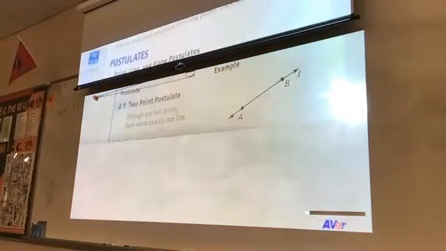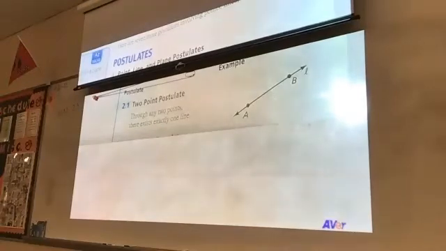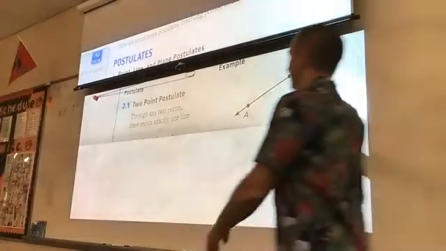Okay, so we need to walk through these 7. We're gonna talk about them. We're gonna talk about why they are the way they are, what we can say about it. Some of them are gonna be very common sense. Okay, some of them we're gonna have to think a little bit deeper on, but some are gonna be very common sense. 2-point postulate, our first one.